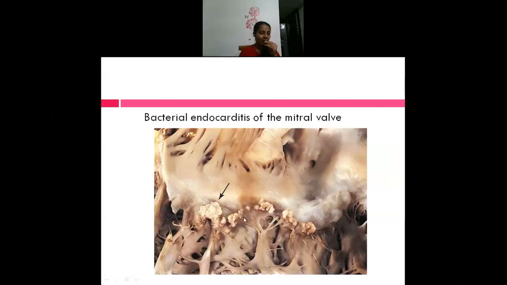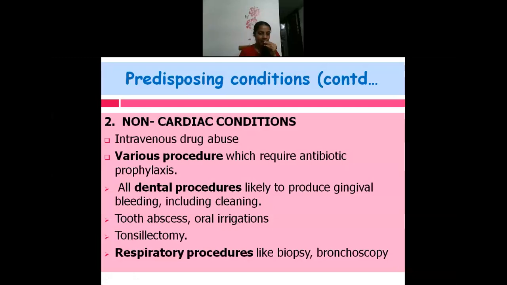Now, what are the non-cardiac causes which will predispose a person to endocarditis? Non-cardiac causes include a person who has IV drug abuse. What happens is when multiple IV injections are used or drug abuse is present, there can be infection, isn't it? Microorganisms can enter through the bloodstream. That can be one cause for endocarditis.